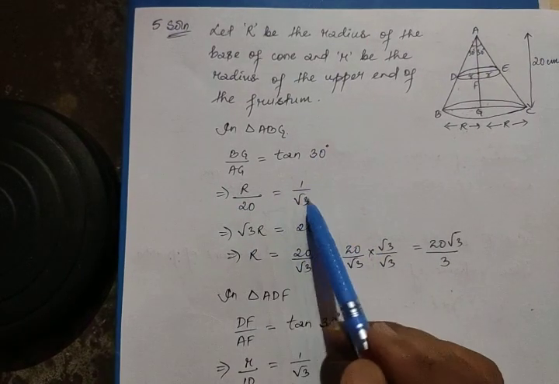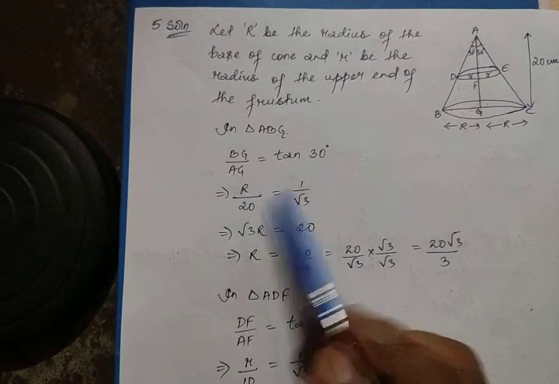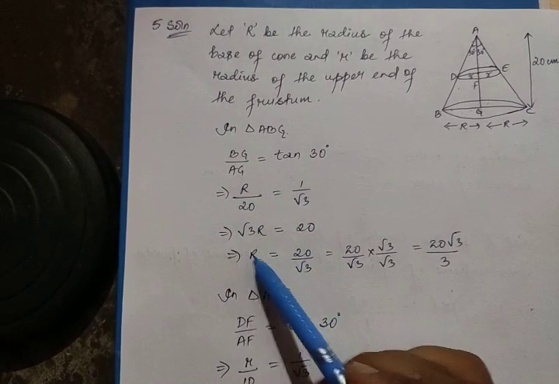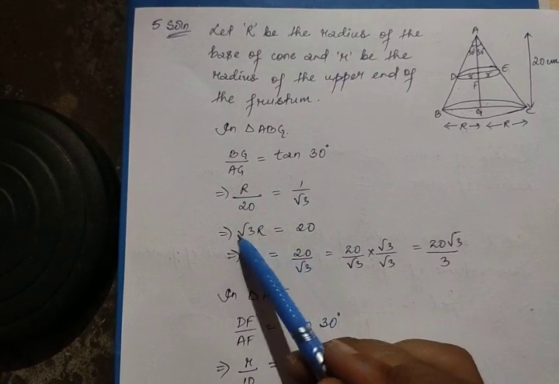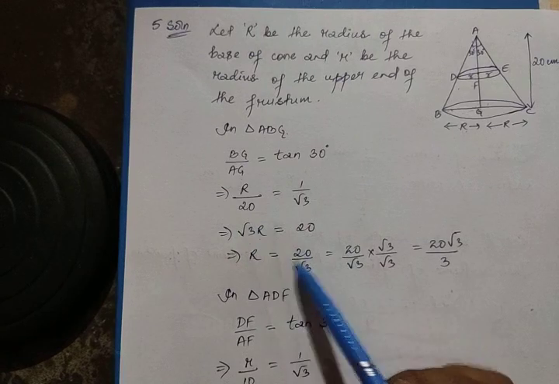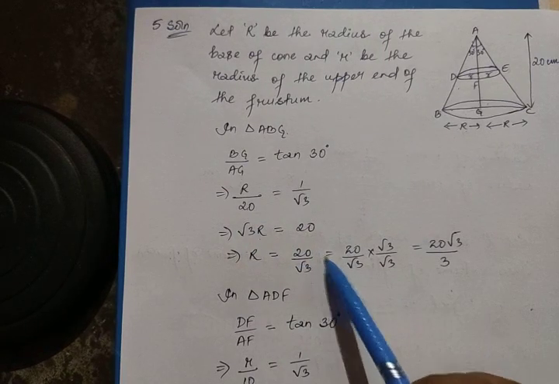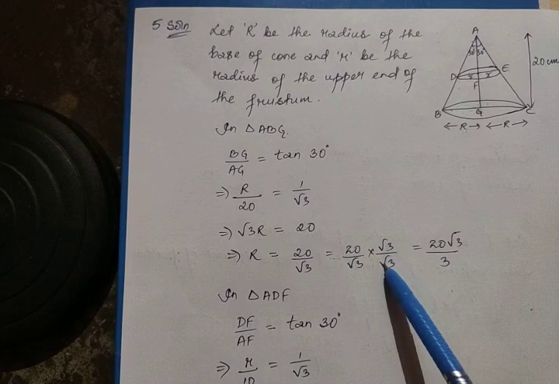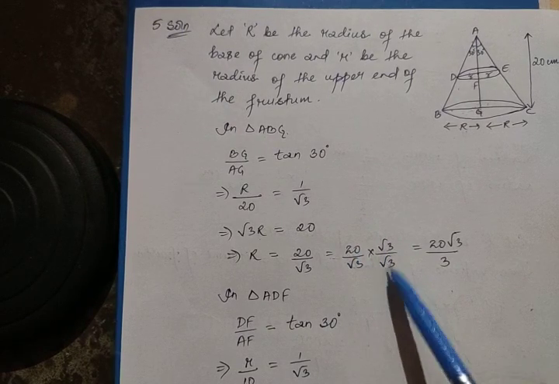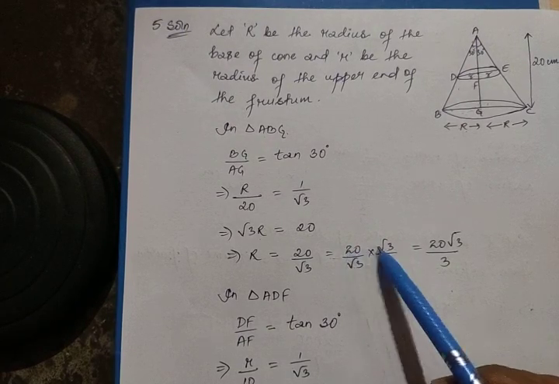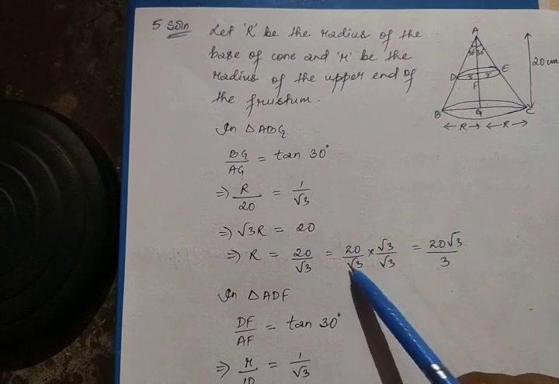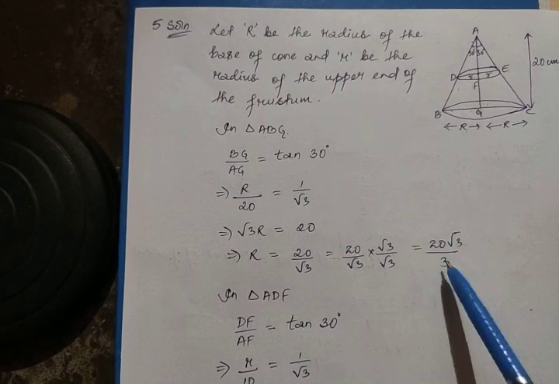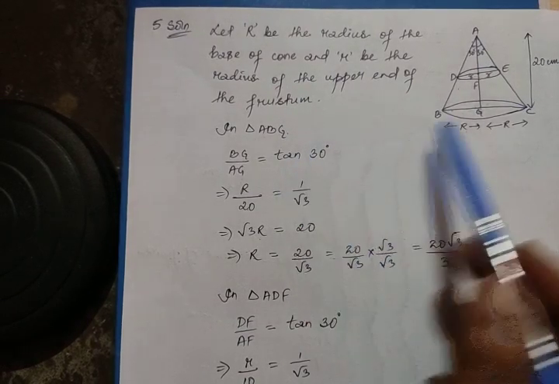Then you cross multiply: root 3 into R is root 3R, equal to 20 into 1 is 20, or R will be 20 by root 3. Because root 3 is multiplied here, if you take it to the other side it will be divided. Then I have rationalized, that means you multiply and divide by root 3. So 20 by root 3 into root 3 by root 3 gives 20 root 3 over 3. So this triangle ABG is done.